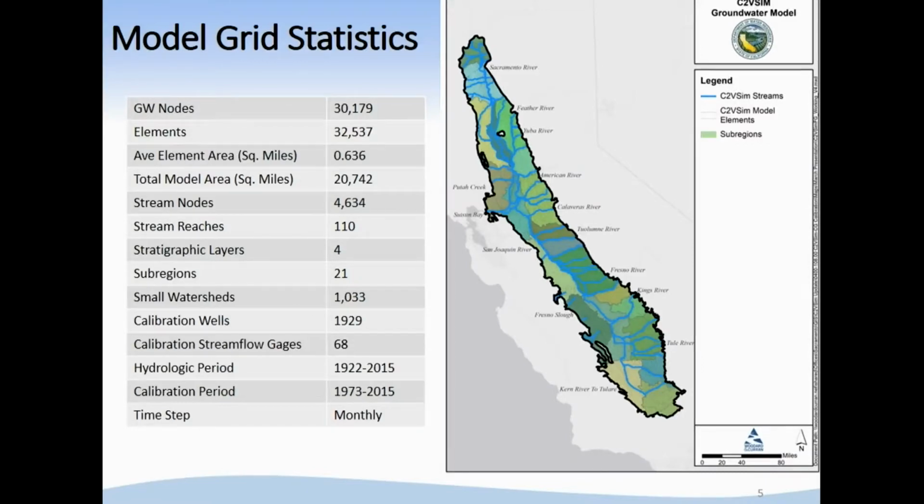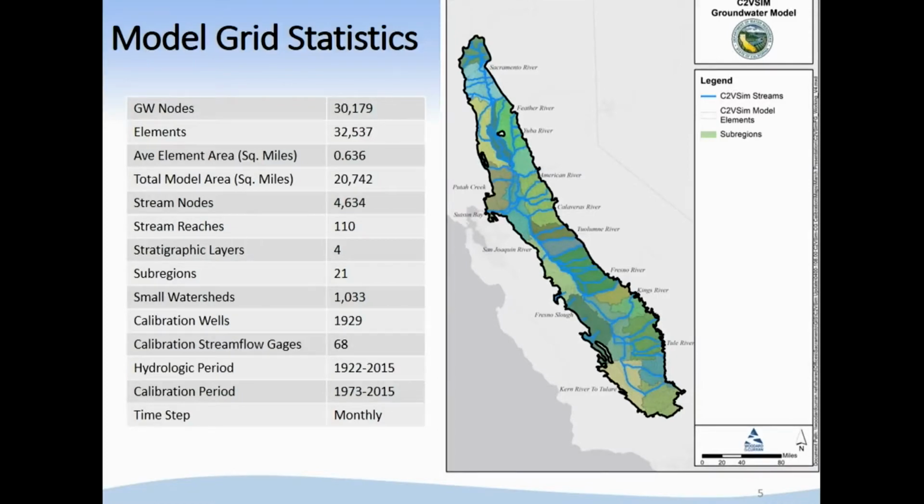In that perspective, we ended up having more than 30,000 nodes and around 32,500 elements. The average element size is around 0.6 square mile. The size of the element is around 0.5 mile around the streams, and it becomes 1.5 miles as you go away from the streams. The model covers around 20,700 square miles. There are more than 4,600 stream nodes with 110 stream reaches. As John mentioned, the model has 4 stratigraphic layers. There are 21 subregions that represent the DSAs. We have small watersheds on the order of around 1,033.